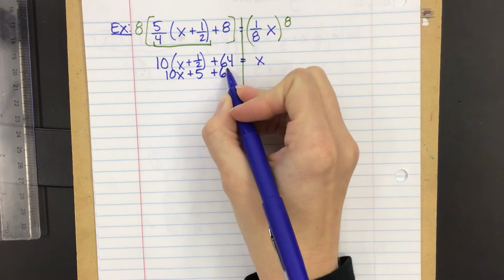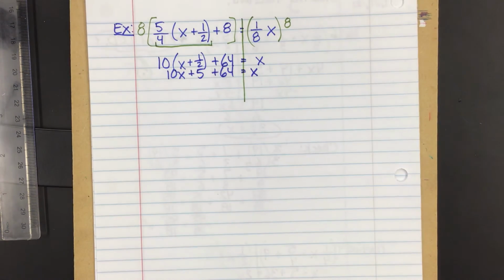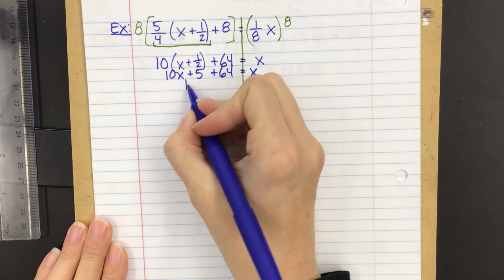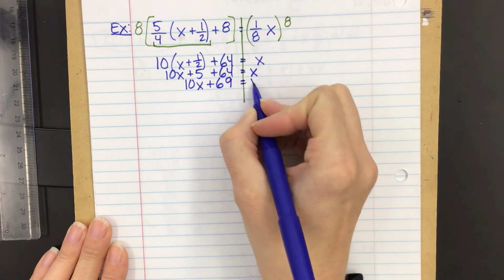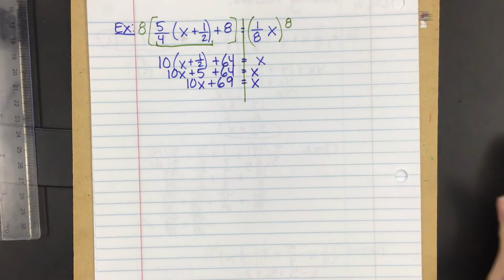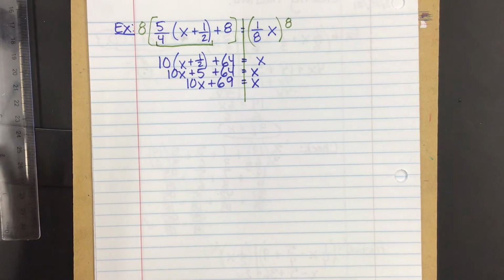And then this is 64 and x. Okay. After you distribute all of your grouping, then you are going to combine like terms. So this will be 10x plus 69 is equal to x. Now usually I would choose to move the variables over at this point, that would make my variable term positive.